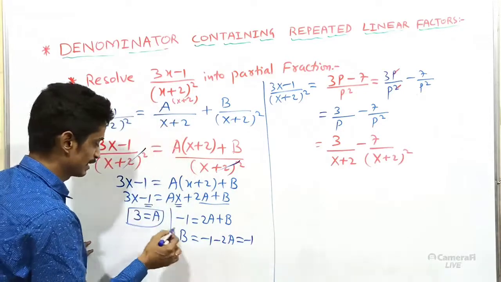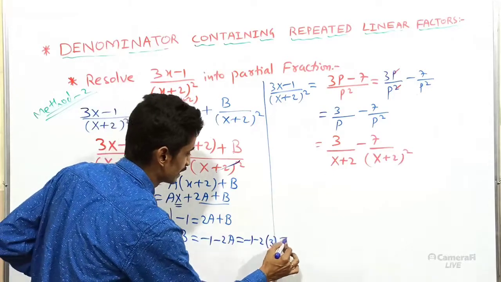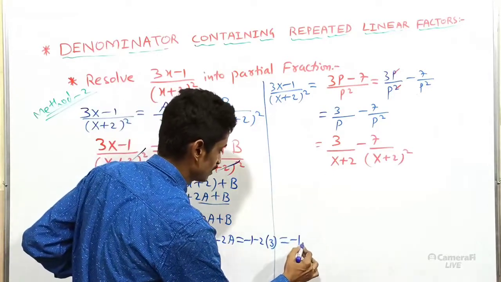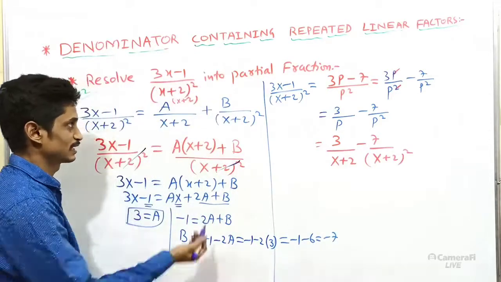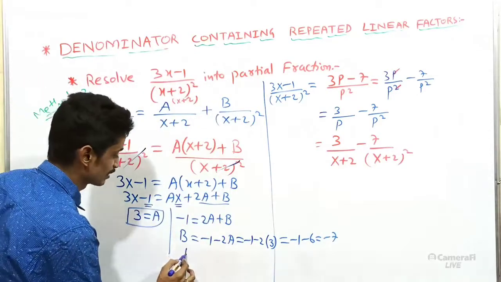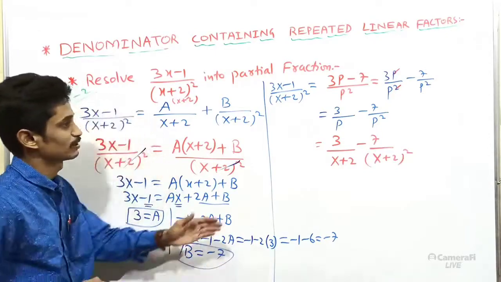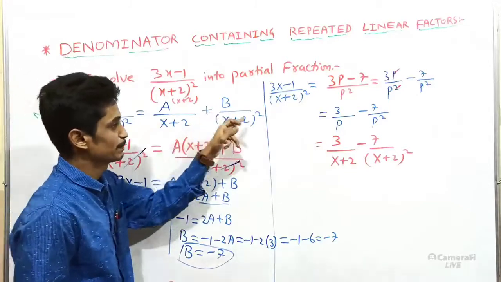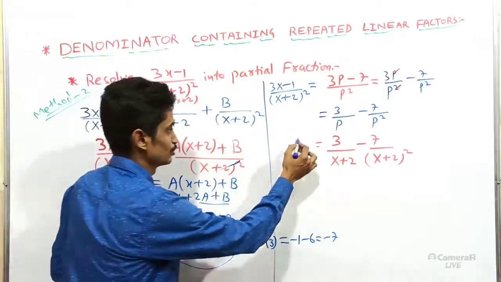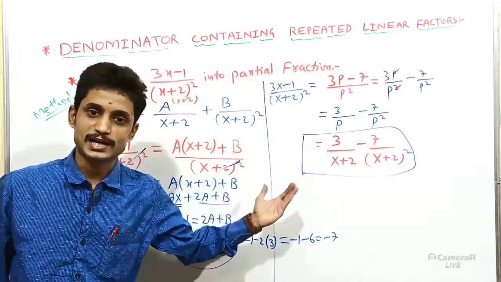What is it? Minus 1. The a value is how much? 3. That is minus 2 times of 3. It will be minus 1 minus 6. Hence it is minus 7. So this completes our required result. b is equal to minus 7. Once you confirm here, the a value is 3 and the b value is minus 7. So we express it as a sum of two proper fractions.